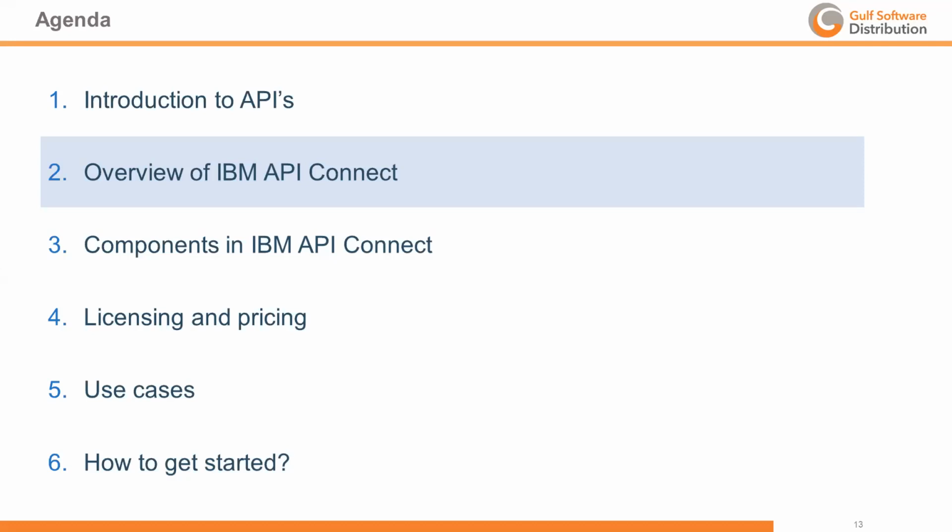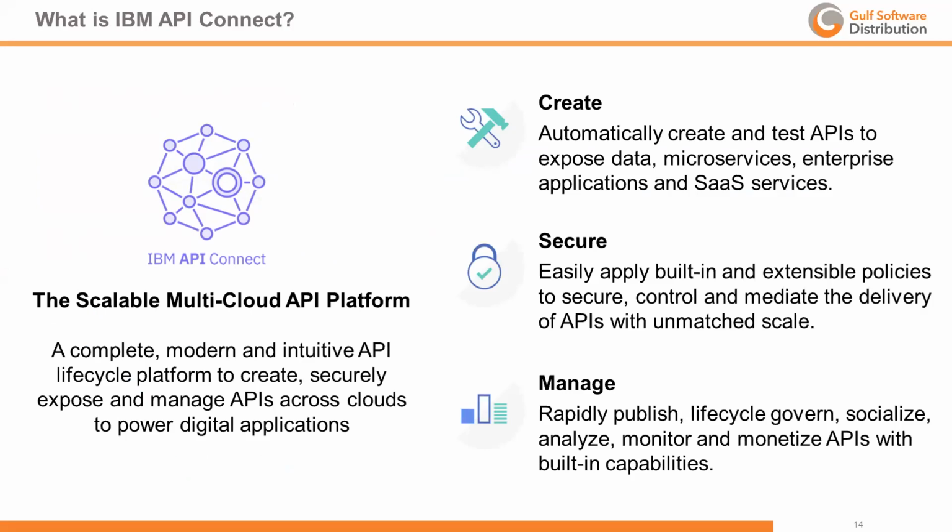So let's get on to the overview of IBM API Connect. So what is IBM API Connect? Basically it is a single platform which helps you create APIs, which helps you secure APIs and which helps you manage the APIs that have been developed. So when it comes to an API management journey, you need one platform which can help you do all these things. So basically, IBM API Connect is one single platform where you can do all these three things.